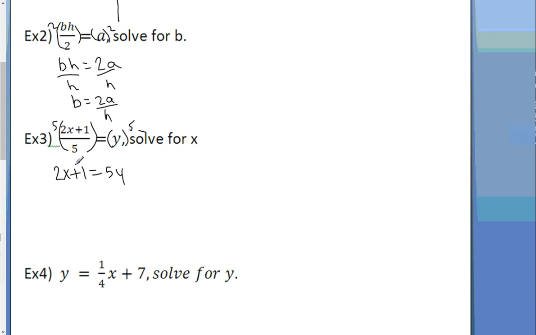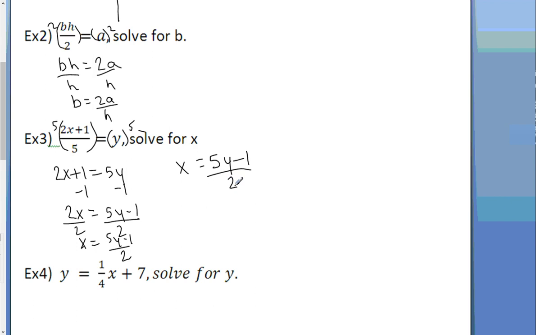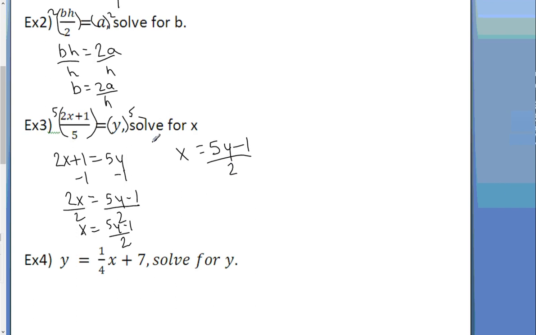Chunk this. I need to get rid of the 1. The opposite of a positive 1 is a negative 1, so add a negative 1 to both sides. I'm left with 2x equaling 5y minus 1. Then I need to divide all of that by 2, and I'm left with x equaling 5y minus 1 over 2. So x equals 5y minus 1, all of that over 2. We just wrote that equation in terms of x.